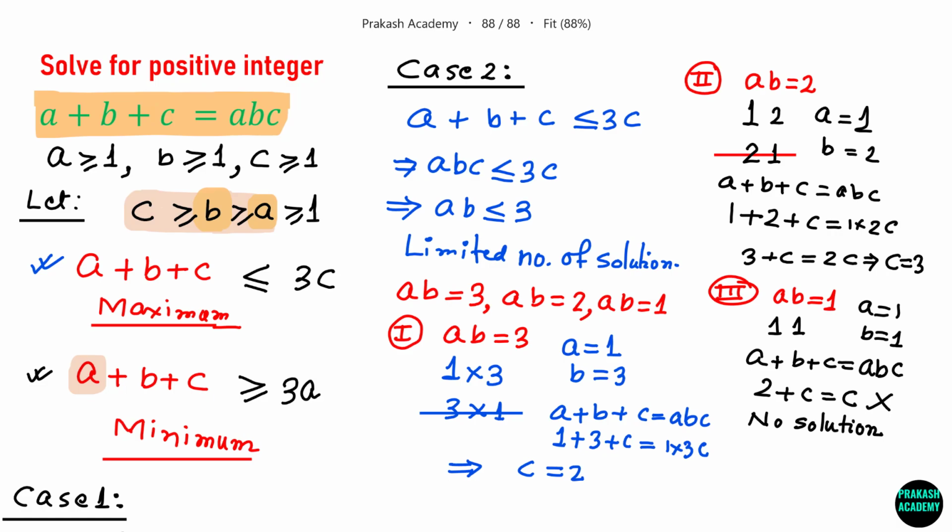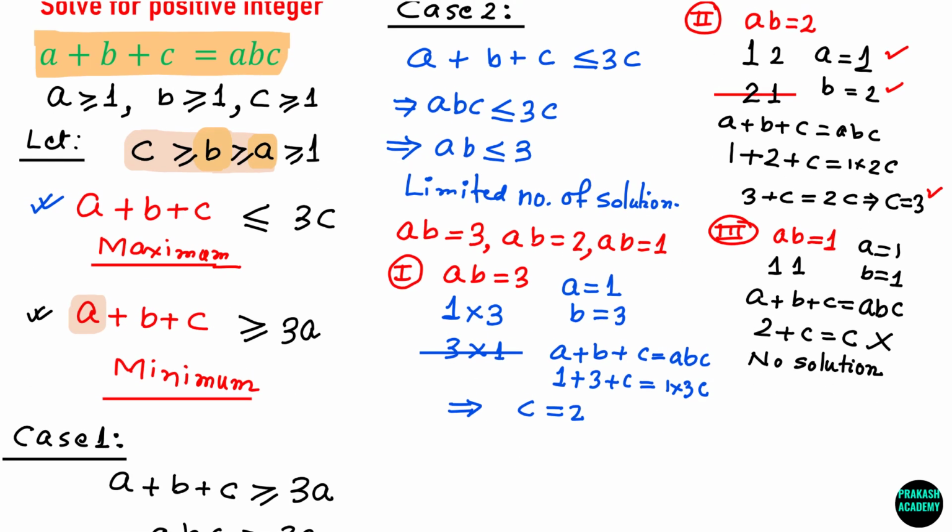Now let us find how many solutions we have. In this case, we have A equals 1, B equals 2 and C equals 3. So one solution we have. So the solution for A, B, C is 1, 2, 3.